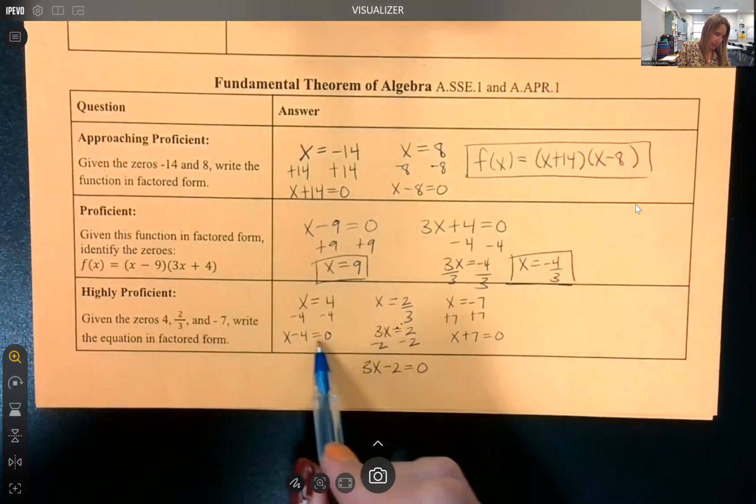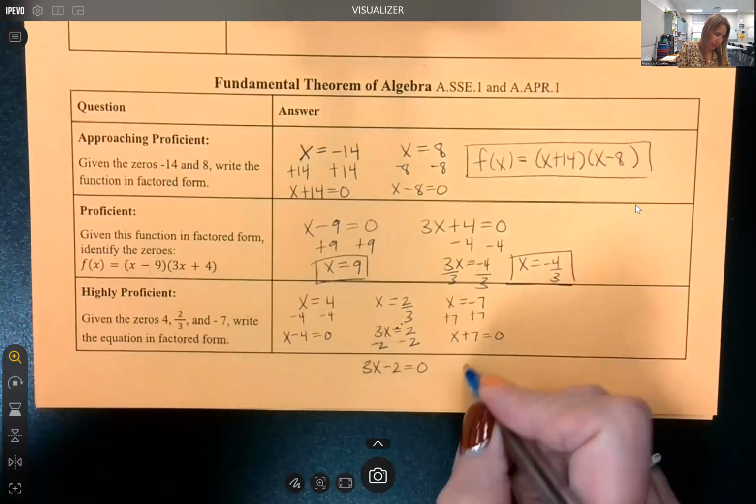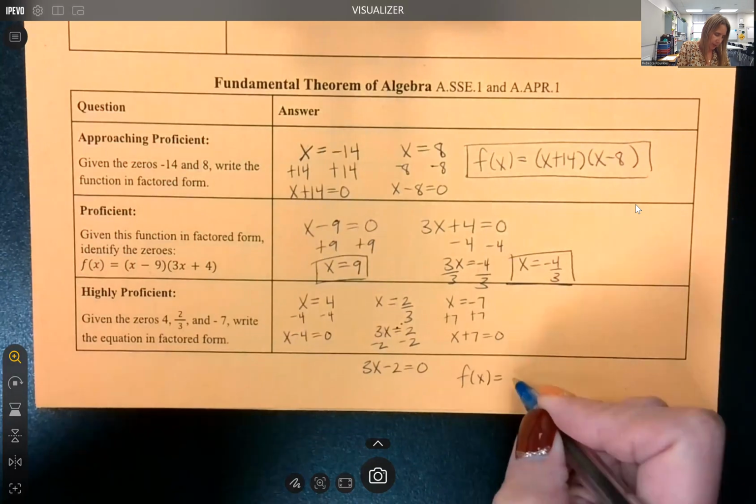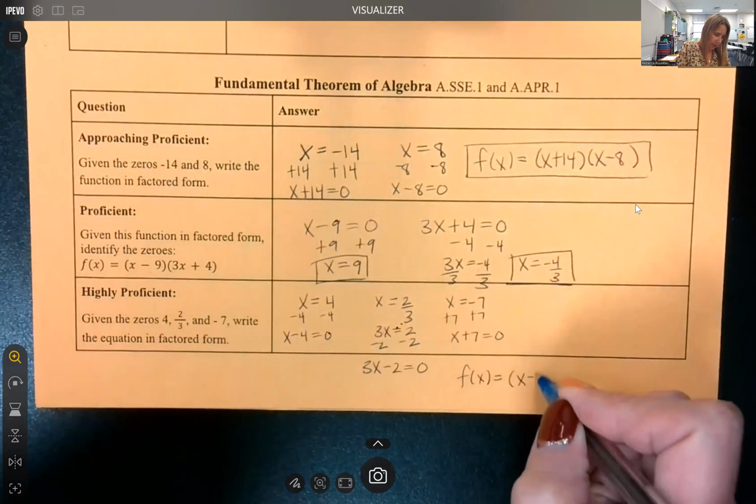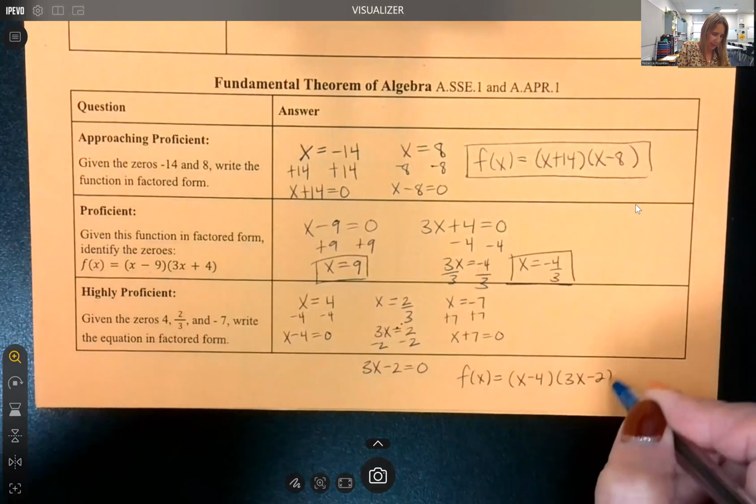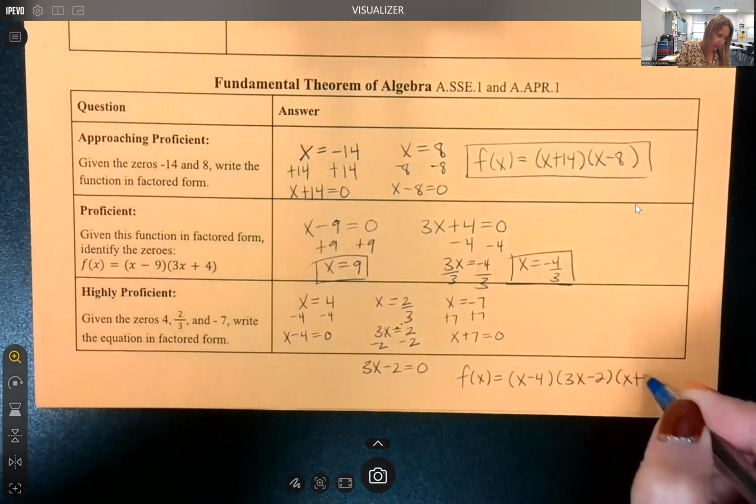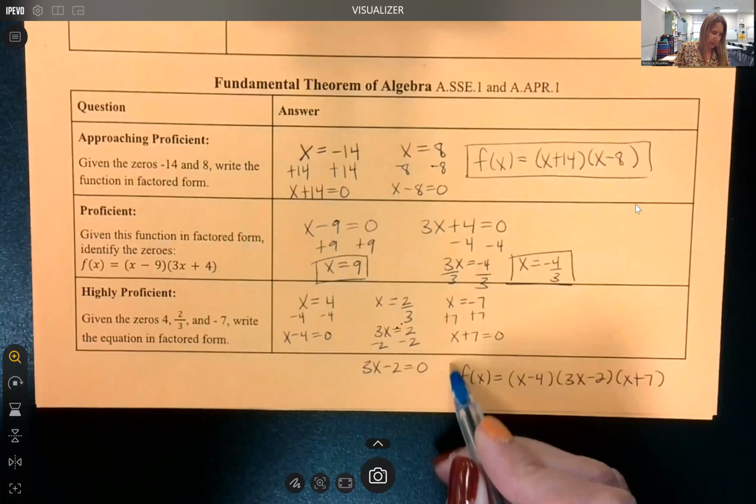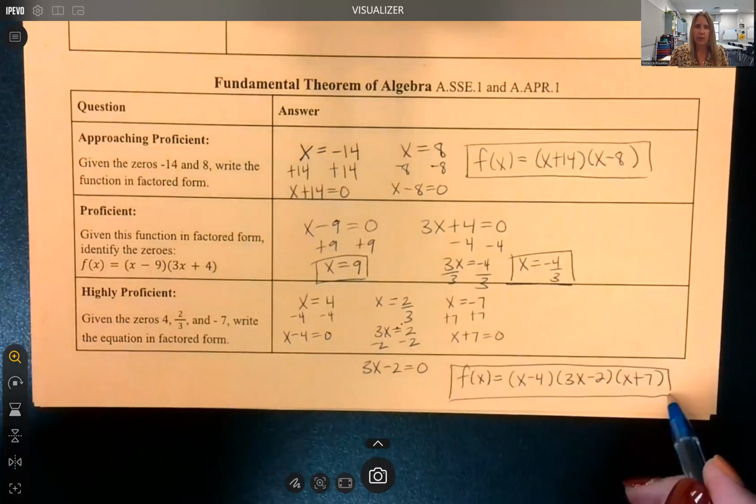Okay, now to put it all together, each one equal to 0 is going to become a factor in factored form. x minus 4, 3x minus 2, and x plus 7. Okay? So that will be our answer to that one. And that is how you do that first one.